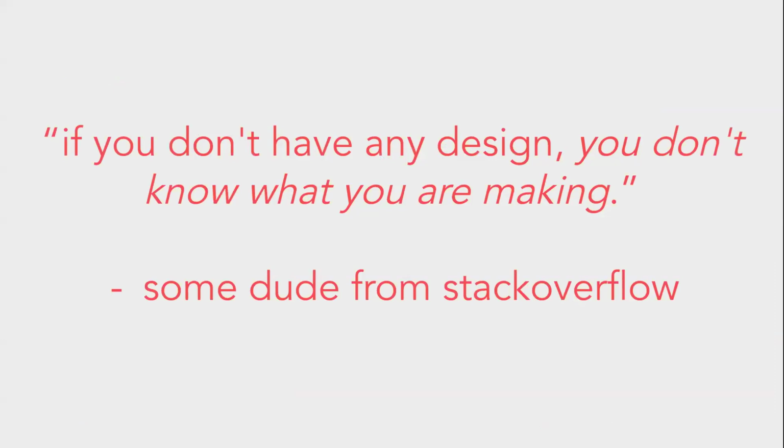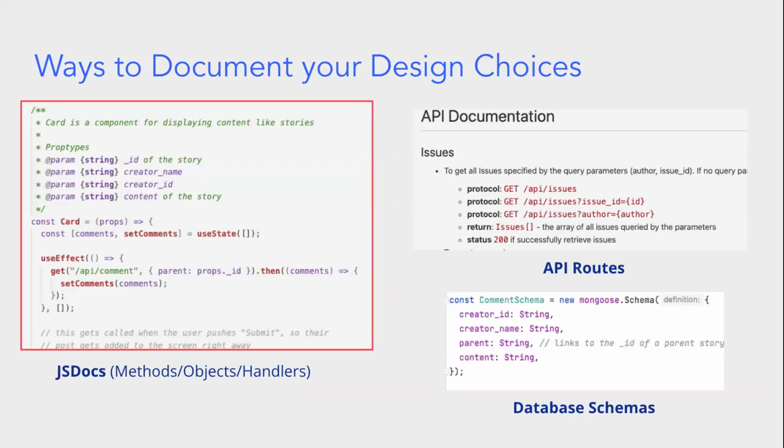Yes, a very wise quote. If you don't have any design, you don't know what you're making. So please, please, please design. Okay, and how can you document your design choices? We've discussed the API documentation and also database schemas, but one important thing to do is the JSDoc. It's really helpful because once you open a file, you know what is there and the prop types that you need to access it.